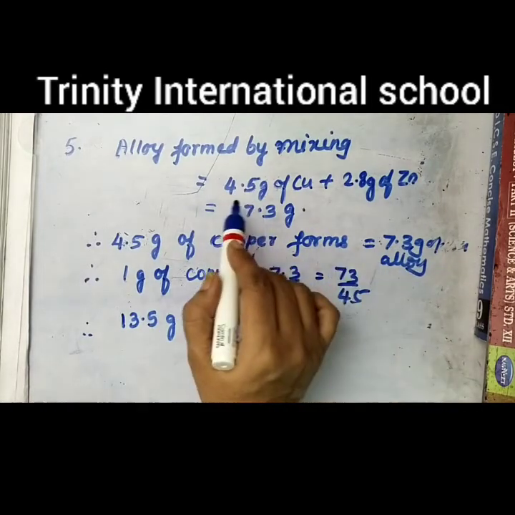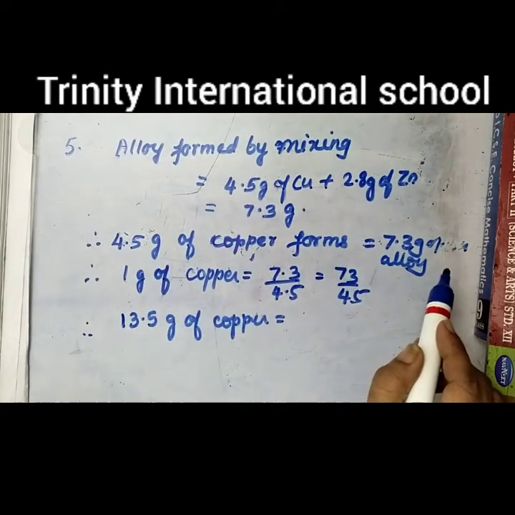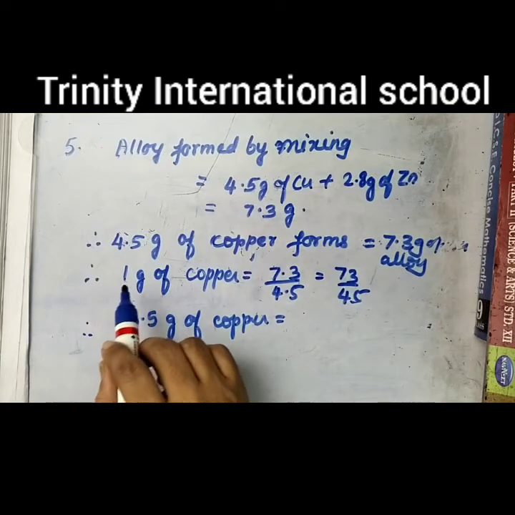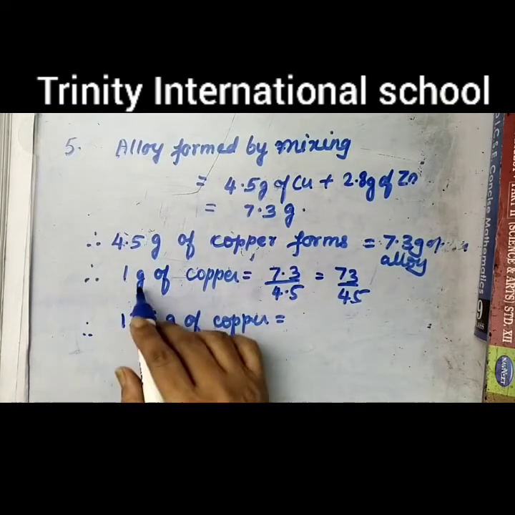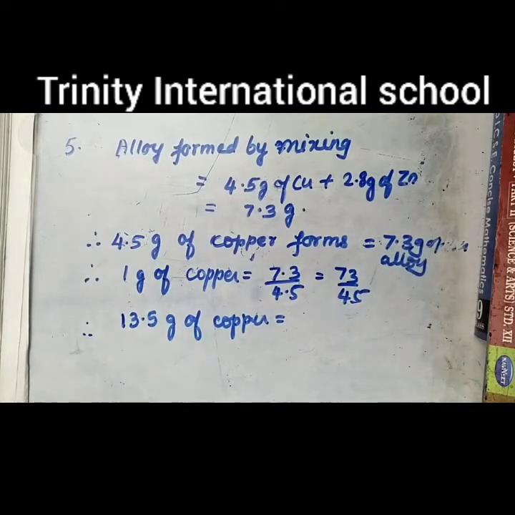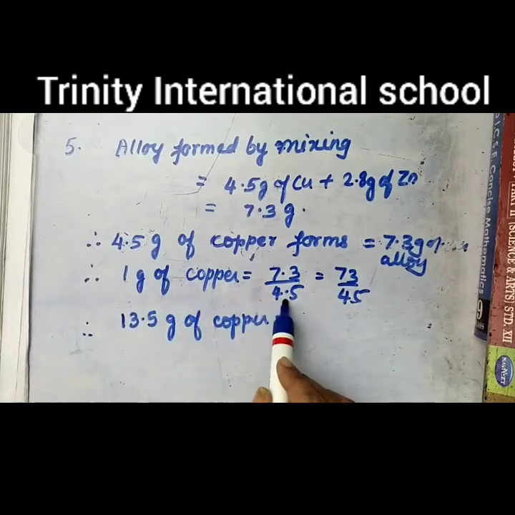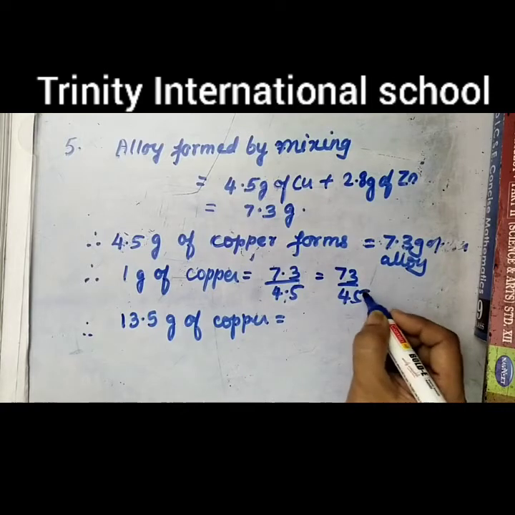Now what I have written in the next step: 4.5 grams of copper forms 7.3 grams of alloy. So what was here? 4.5 grams of copper, so that is what I have written here. Now what will I find out? 1 gram of copper. So 1 gram of copper will form, what is the weight of the alloy? Then what you need to do? 7.3 divided by 4.5.